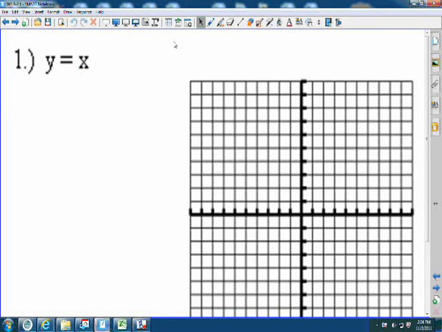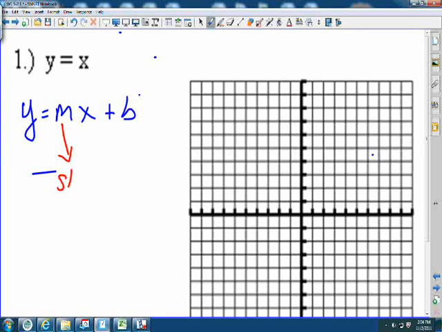In this video, we're going to work on graphing lines from an equation in slope-intercept form. Remember that slope-intercept form is y equals mx plus b. Remember that m is the slope, b is the y-intercept. In this case, we have the linear parent function. Remember linear parent function for those of you that don't remember.